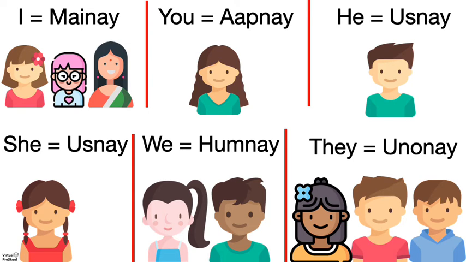Well, for transitive verbs in past tense, these are going to change to मैंने. Instead of मैं for I, it becomes मैंने. You becomes आपने. So instead of आप, it became आपने. He and she were वो, but now they became उसने. We was हम, and now it became हमने. They was also वो, and now it became उन्होंने.